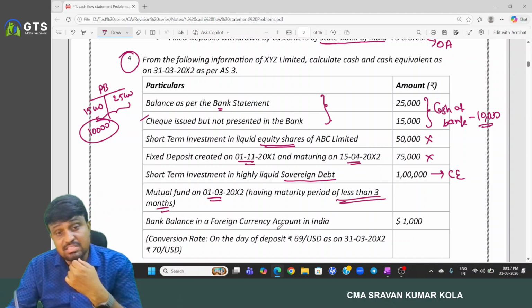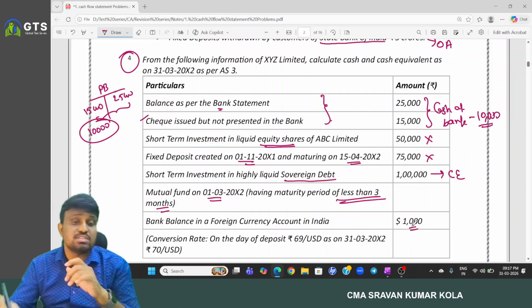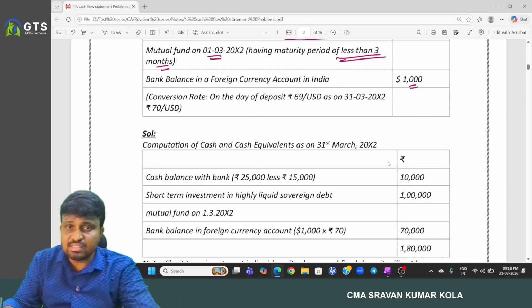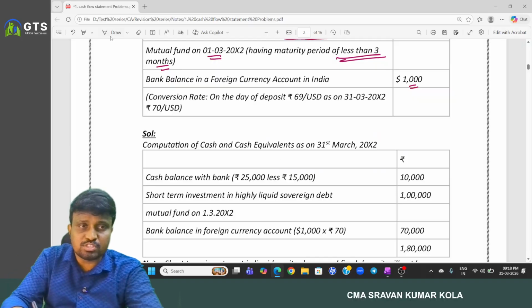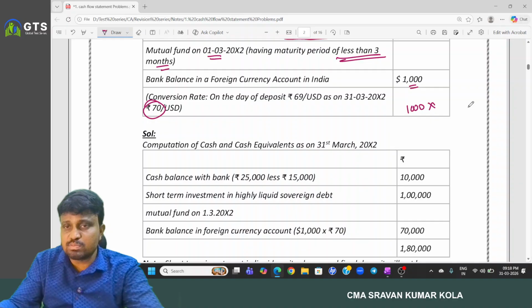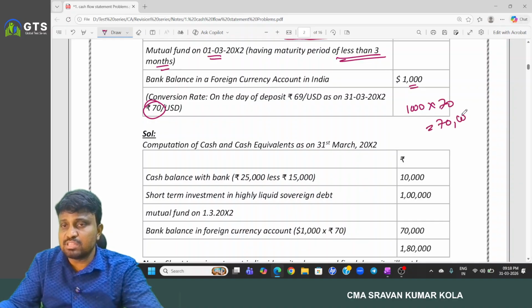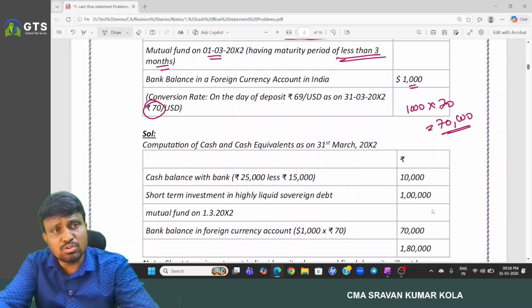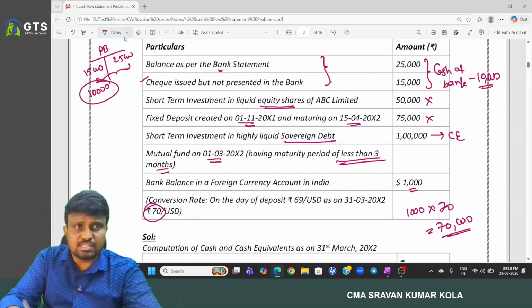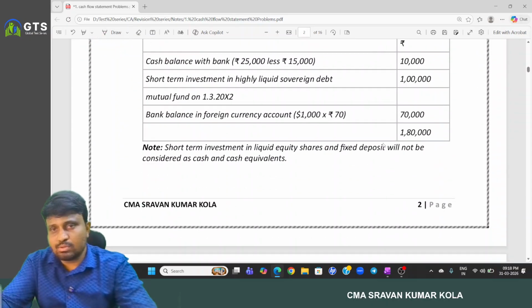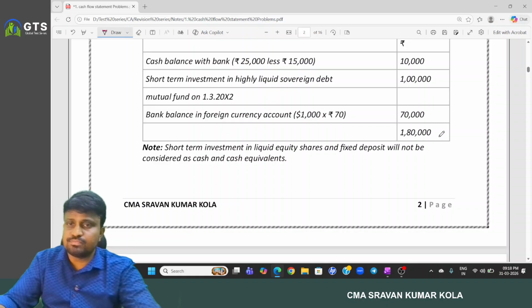Okay. And bank balance in a foreign currency account in India, $1,000 are there. And we have to consider it on the date of preparing the cash flow statement. Here $1,000 are there. And what is the currency rate on 31st March? 70. And in our terms, that value is equal to 70,000. Bank balance, nothing but demand deposit, is also covered under cash equivalent items. Okay. So which items are covered there? So here 10,000 and 10,000, 1 lakh and 70,000. So total 1 lakh 80,000 is covered.